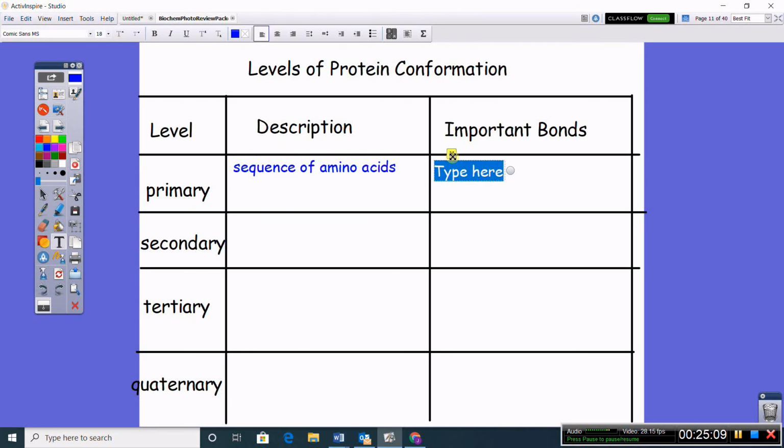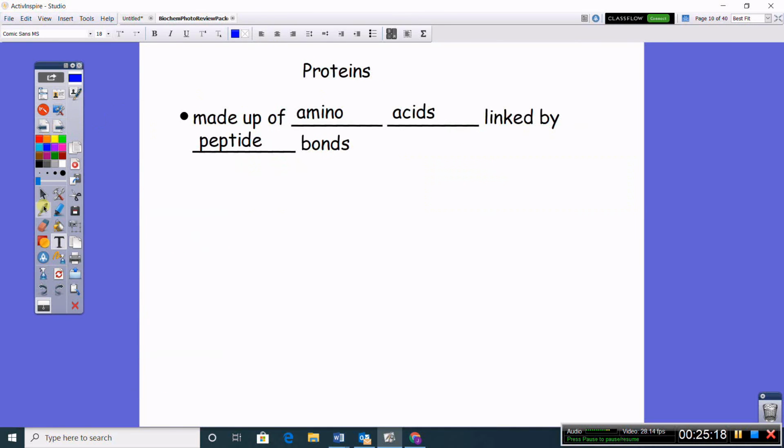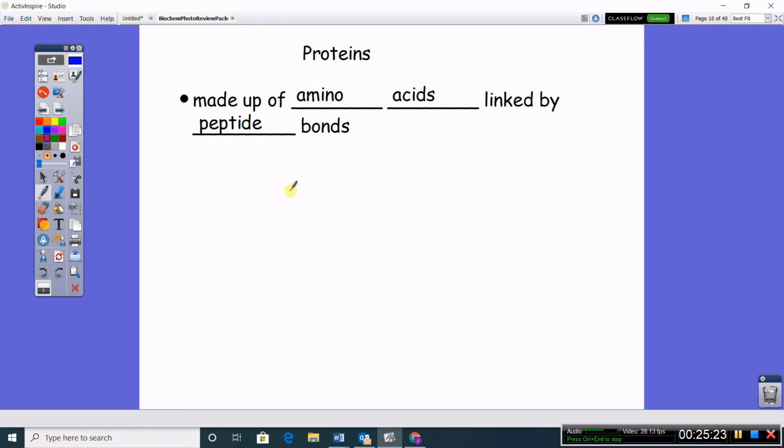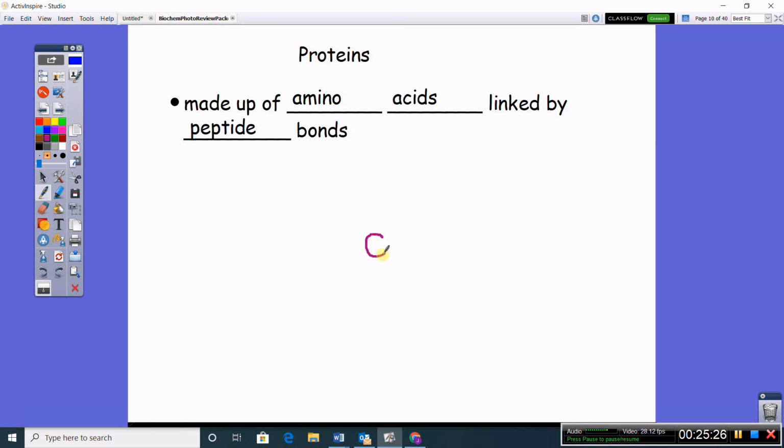Important bonds here. Well, remember what kind of bonds we said link amino acids together? Those are peptide bonds. One other thing we were supposed to do on this one is I want you to think about the structure of an amino acid, the generic structure. You've got a central carbon in the middle. You've got a hydrogen up here. You've got a carboxyl group here. You've got an amino group here.